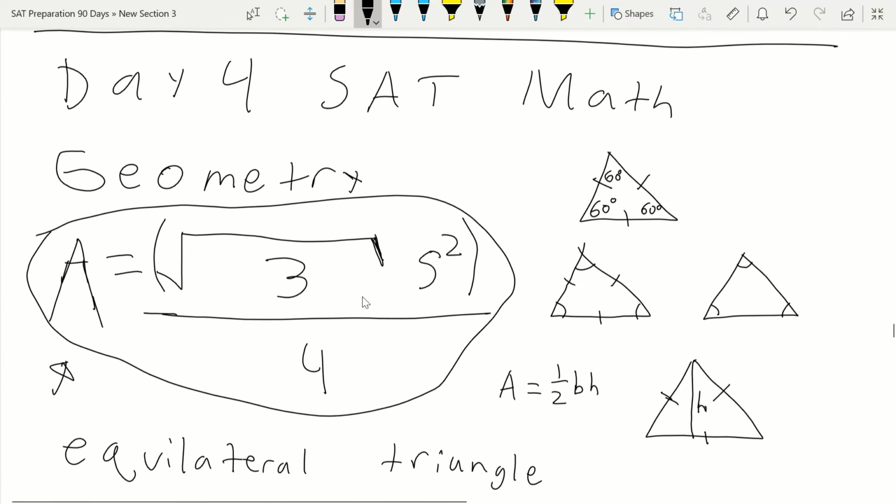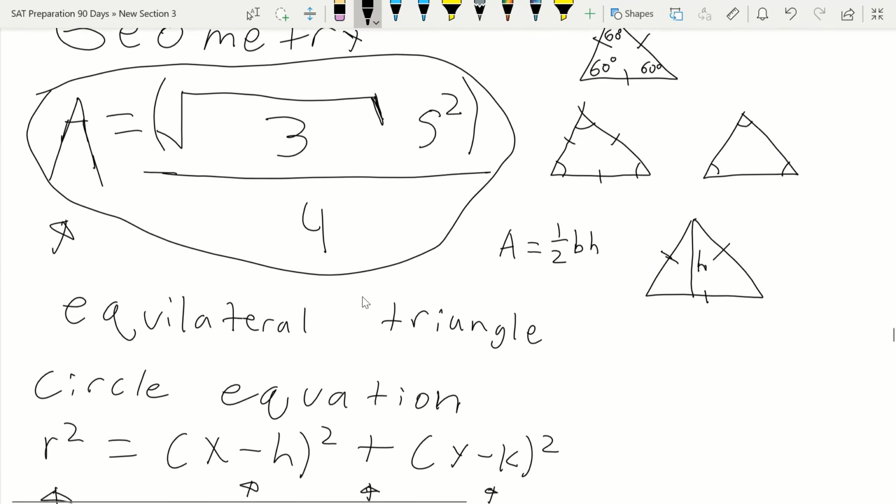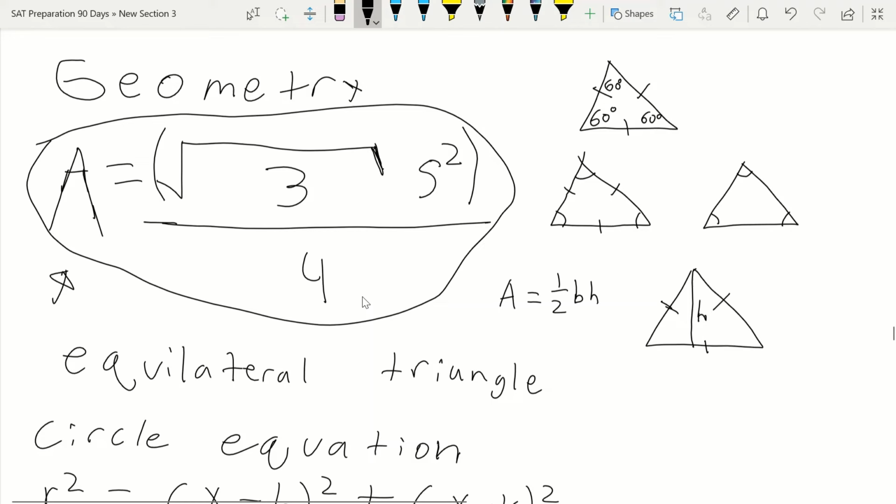All right, so then we got into some geometry and some trigonometry. So to start, we talked about the equation for the area of an equilateral triangle. We said that the equation for the area of an equilateral triangle is the square root of 3 times a side length squared, because all sides are the same. So keep in mind, if you see 60-degree angles in each corner of a triangle, it's equilateral.